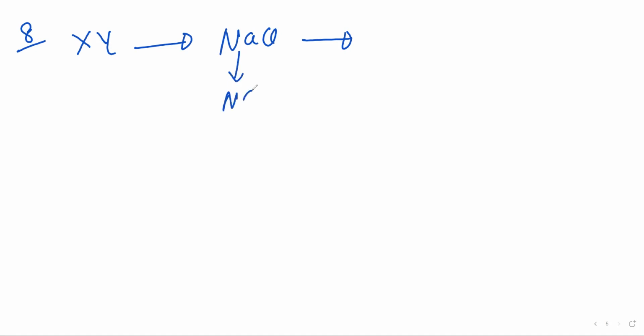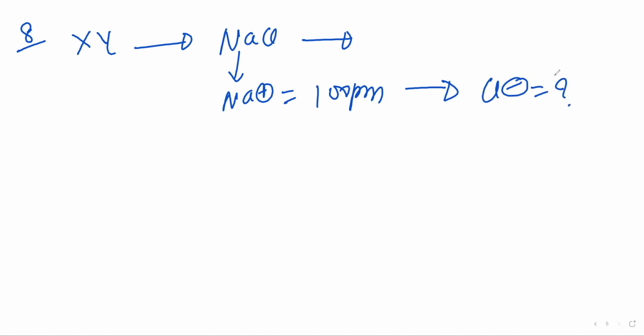Now see the next sum, the 8th one. A solid compound, given in the form XY, has NaCl crystal structure. If the radius of the cation is given, suppose Na plus is 100 picometer, the radius of the anion you have to find out, like the Cl minus value. I have just explained this for NaCl.